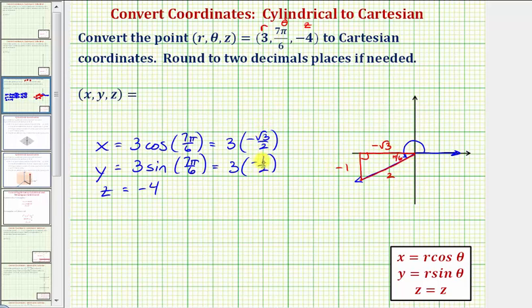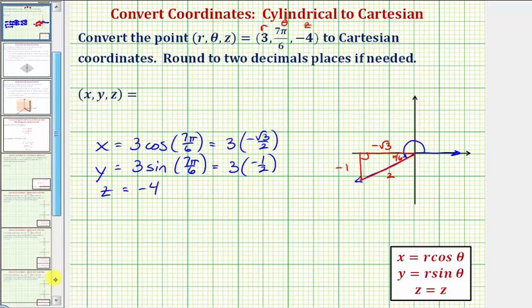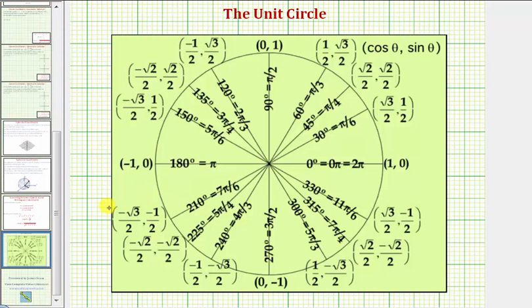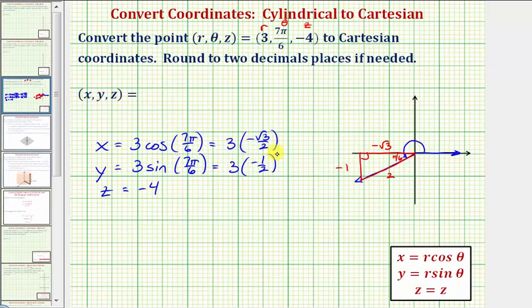Let's quickly verify these two trig function values on the unit circle. Notice here at 7 pi divided by 6 radians, x is equal to negative square root 3 divided by 2, and y is equal to negative 1/2. So these coordinates do verify the values of cosine 7 pi over 6 and sine 7 pi over 6. Let's go ahead and find these products. The x-coordinate is going to be negative 3 square root 3 divided by 2. The y-coordinate is going to be negative 3/2, and the z-coordinate is equal to negative 4.